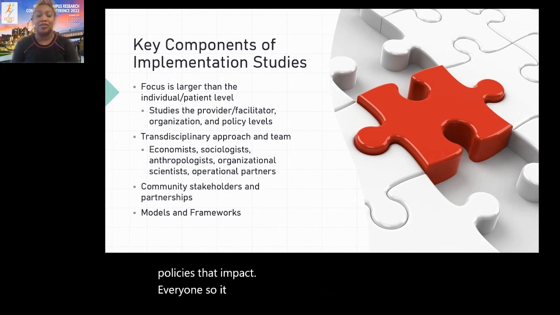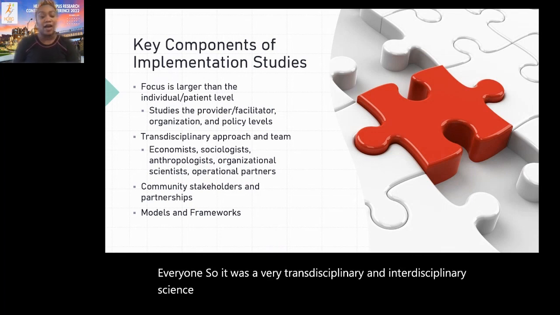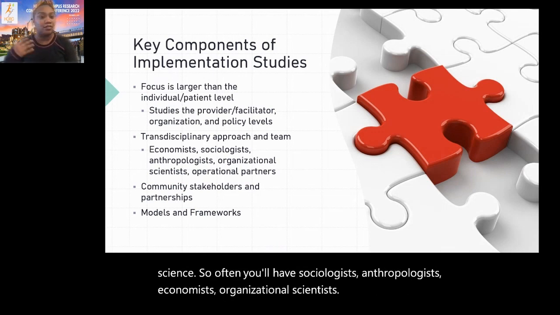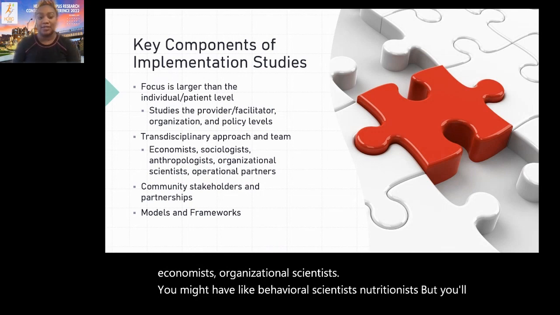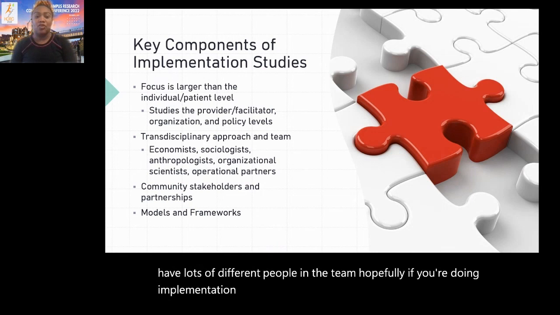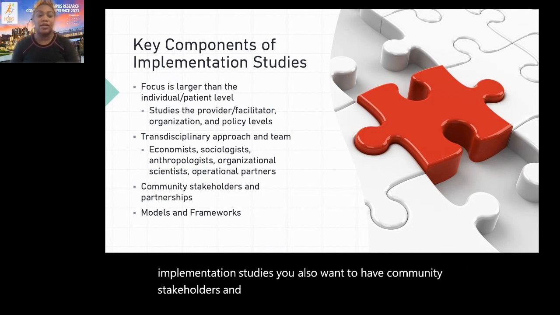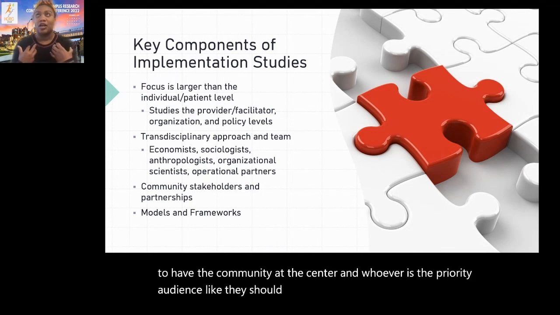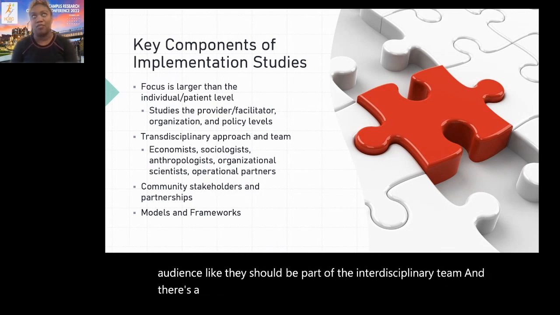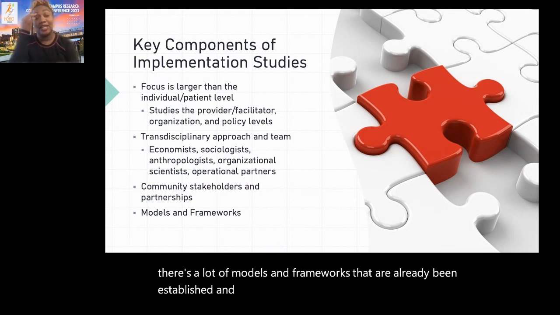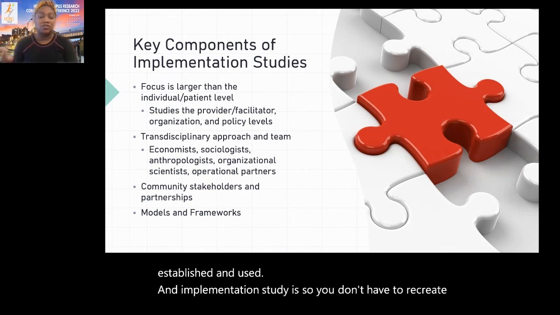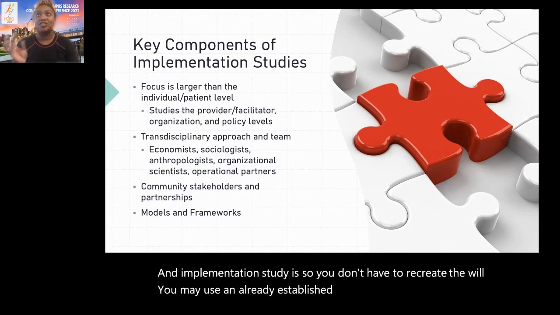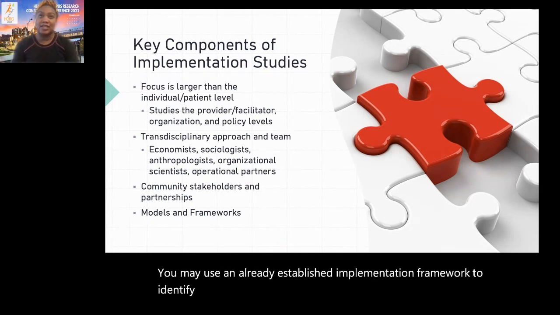So it's a very transdisciplinary and interdisciplinary science. Often you'll have sociologists, anthropologists, economists, organizational scientists. You might have behavioral scientists, nutritionists, but you'll have lots of different people on the team, hopefully, if you're doing implementation studies. You also want community stakeholders and partnerships, because what we know is that you want the community at the center, and whoever is the priority audience should be part of the interdisciplinary team. And there are a lot of models and frameworks already established and used in implementation studies. So you don't have to recreate the wheel. You may use an already established implementation framework to identify strategies, and you may want to improve them too.